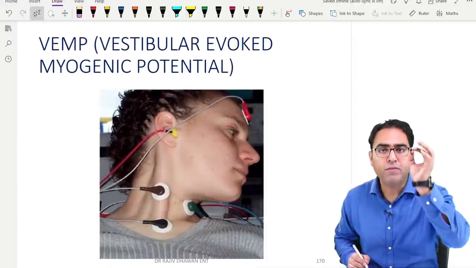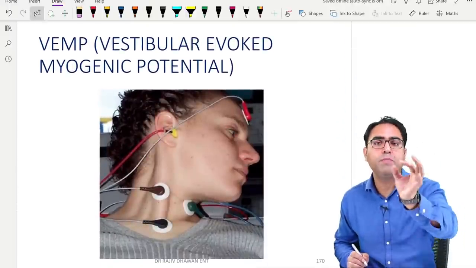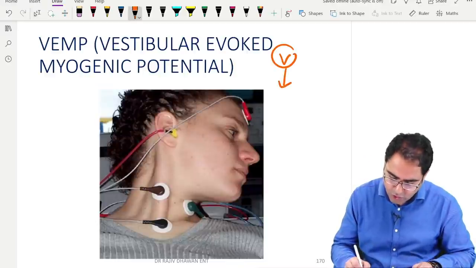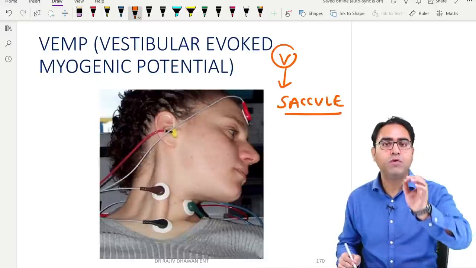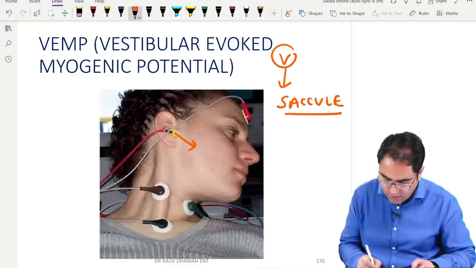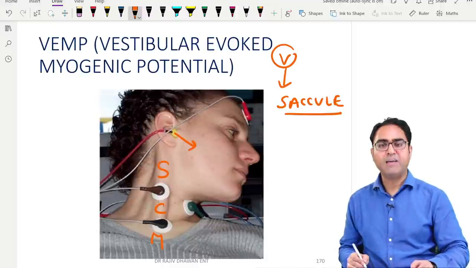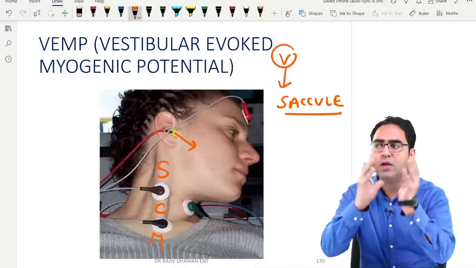VAMP. Look at the name. Vestibular evoked myogenic potential, beta. Let us make it simple. V means saccule. What we do in this? We stimulate the saccule with loud sound. Can you see over here? And we record the contraction of which muscles? Sternocleidomastoid muscle, beta. Very simple name, no confusion.